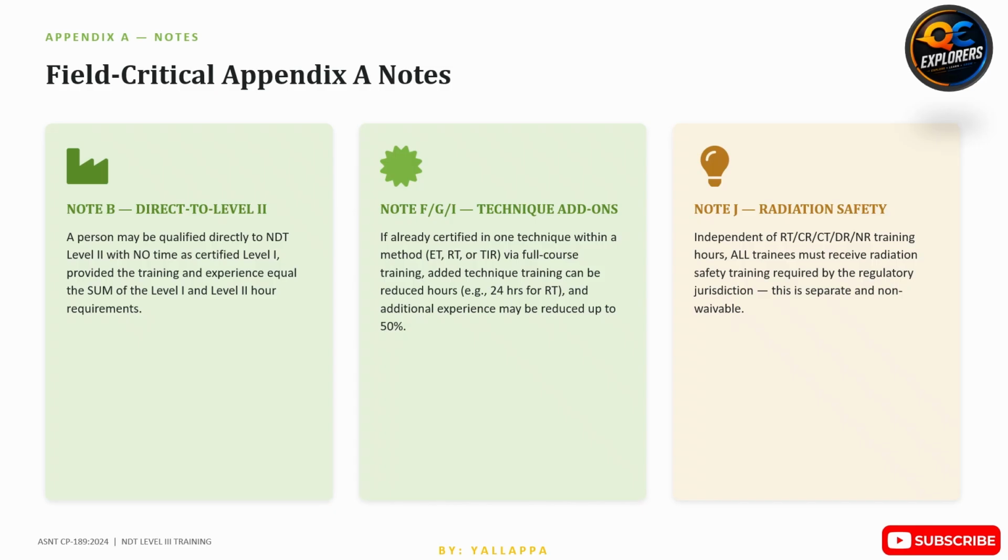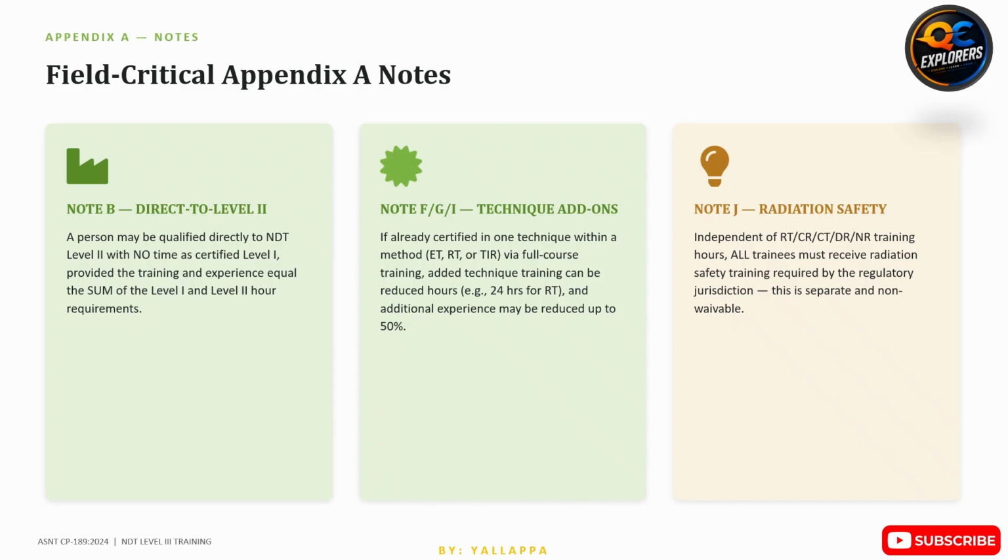The candidate must complete the combined training and experience requirements for both Level 1 and Level 2. In other words, skipping Level 1 certification does not reduce the qualification requirements. Instead, the individual must demonstrate that they have accumulated the total education and practical experience expected from someone who has progressed through both qualification levels.